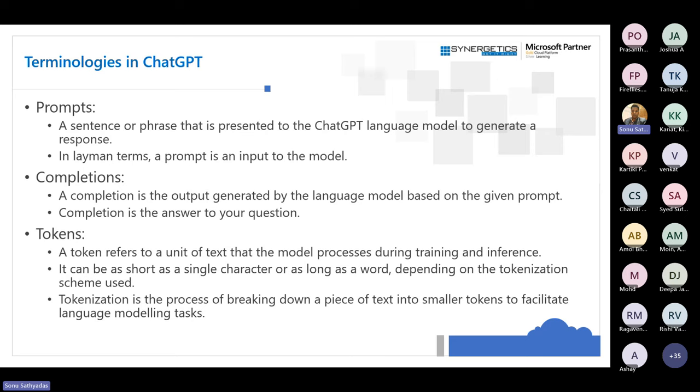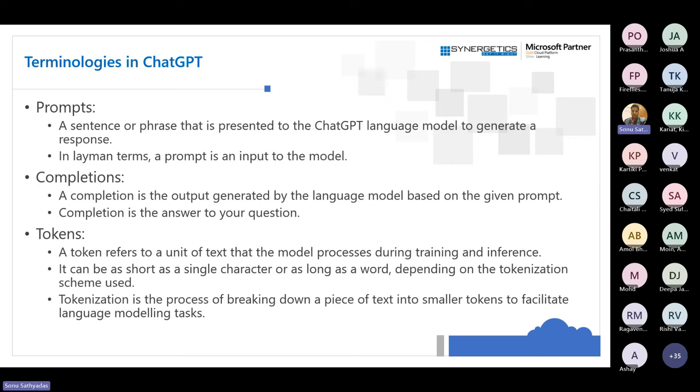Completions is the output which is generated by the language model. So when you provide the prompt with the request, the model will produce a response. The response produced by the model is called the completion. The completion is the answer to your question. Simply, what you are asking with the prompt, you will get a text response, and that is the completion. Whenever you make a request to the model, your request will be submitted to a completion endpoint. There is a RESTful endpoint which receives the request provided by the user, and this completion endpoint simply returns an HTTP response, which is the completion response.